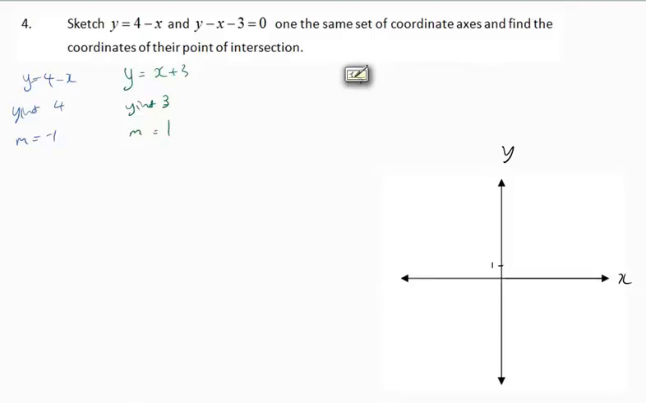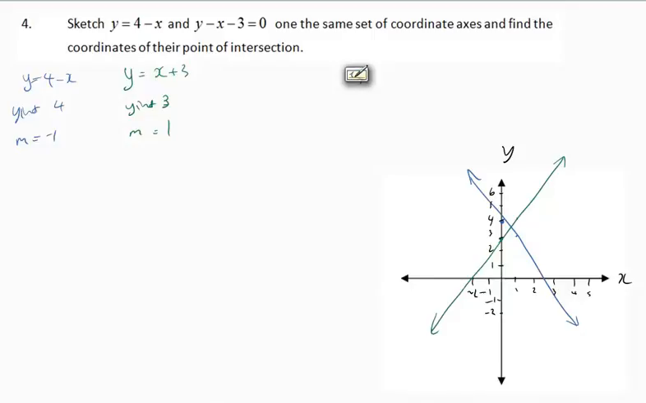We'll say 1, 2, 3, 4, 5, 6, 1, 2, 3, 4, 5, and so on. And here we're going to say minus 1, minus 2, minus 1, minus 2. So for our first line, our y-intercept is at 4. Our gradient is minus 1, so we go across by 1, down by 1, and draw our line in. And our other line, where our y-intercept is 3 and our gradient is 1, across by 1, up by 1.